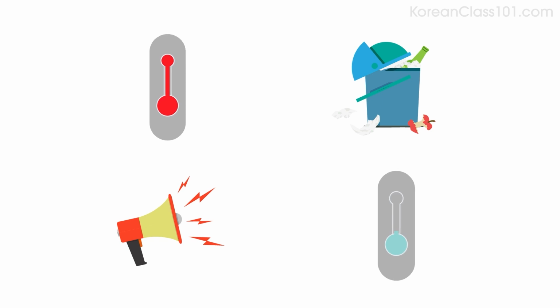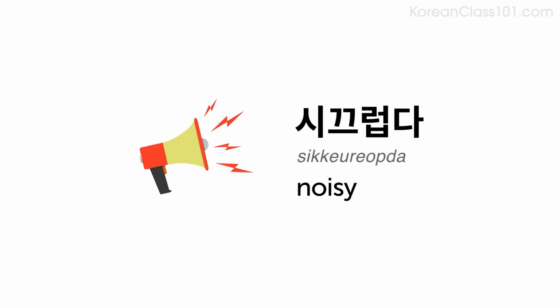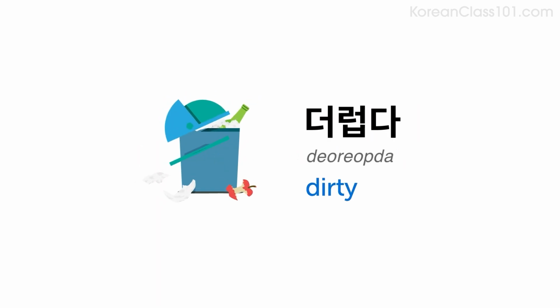Here are a few more examples you can use with the same pattern to make complaints. Hot, 덥다. Cold, 춥다. Noisy, 시끄럽다. Dirty, 더럽다.